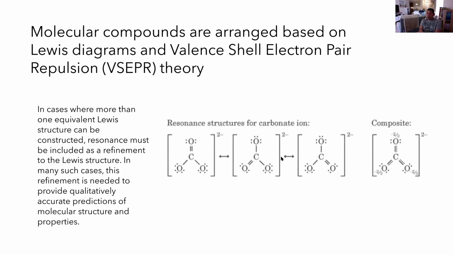We show that they're all equivalent to each other, right? When we think about resonance structures, we are not moving any of the atoms. We are only moving the electrons, right? So the double bond and a lone pair move.